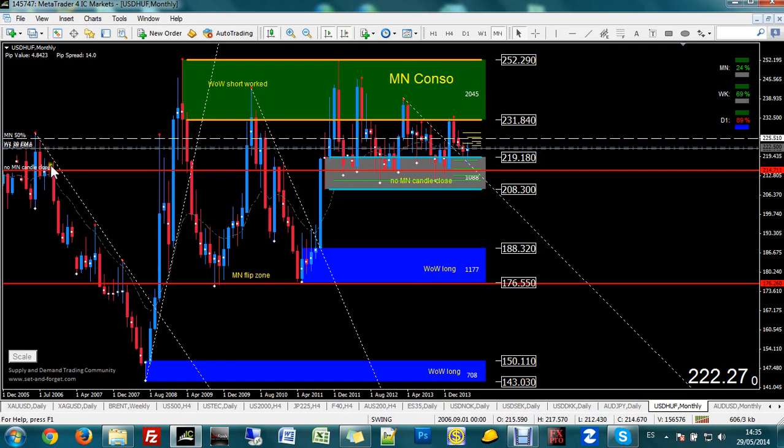Then it dropped, created a CP pattern, drop base drop, rallied and filled the gap, a perfect trade, then dropped again. Another area over here, rally base drop, and then as you can see another trade there. This area was very weak, as you can see, and then it kept on dropping, and then another CP and all that.